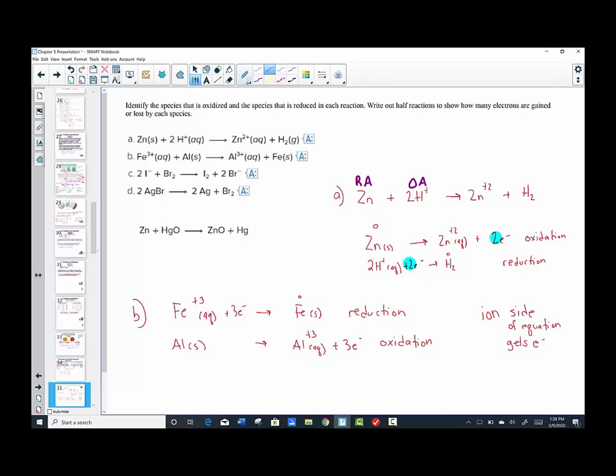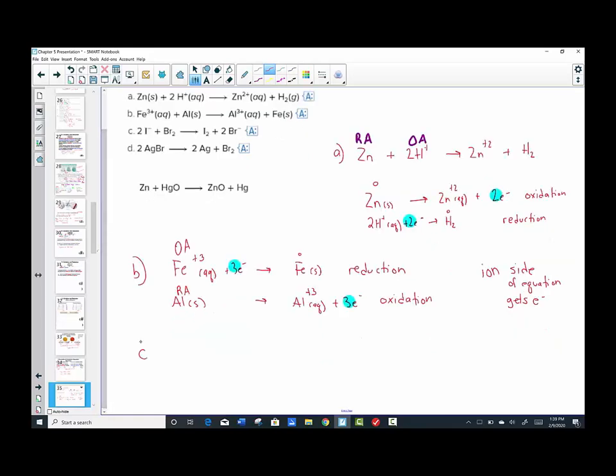So how many electrons were actually transferred? 3. To balance the charges, there was a transfer of 3 electrons. You can see that in your reaction, iron was reduced, so it is the oxidizing agent, and aluminum was oxidized, so it is the reducing agent.